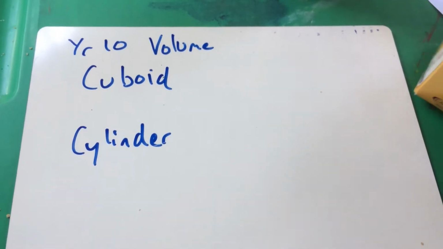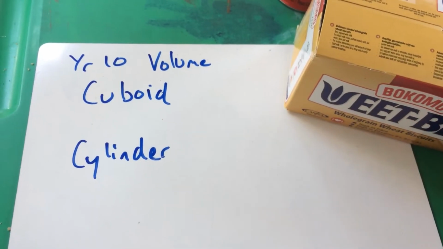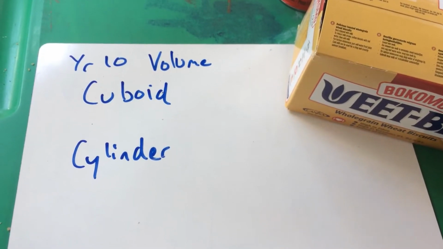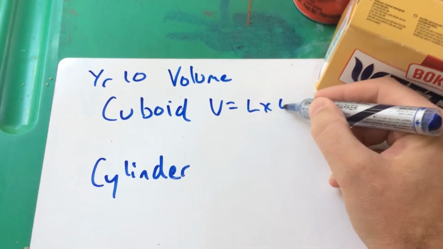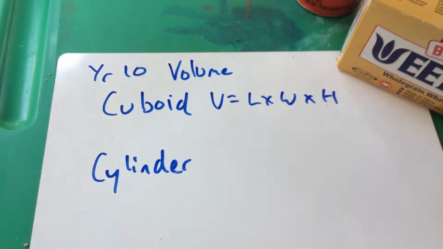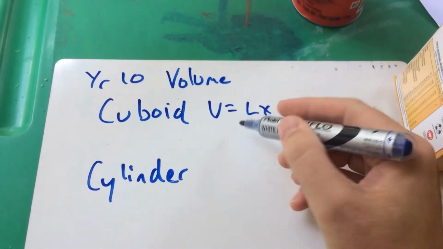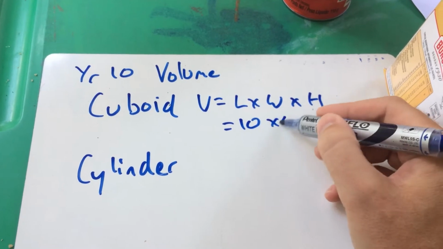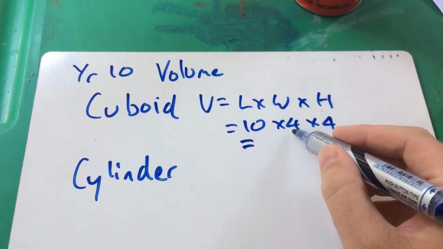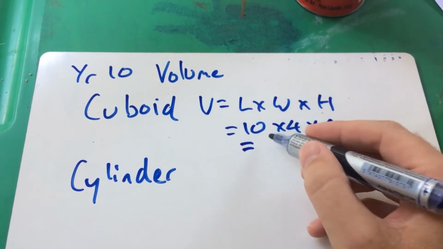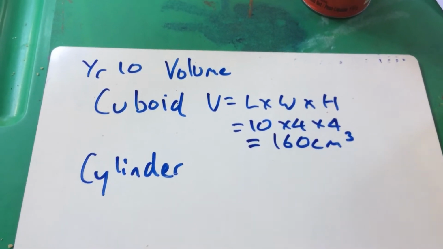So for the cuboid, to know the volume, you need to measure these in centimeters or another unit like that, and the volume there is going to be length times width times height. Now say it's square on the end, and say it's 10 centimeters by 4 by 4. Well, that's going to be 4 times 4 will be 16 times 10. It'll be 160 centimeters cubed, whatever the particular units are.